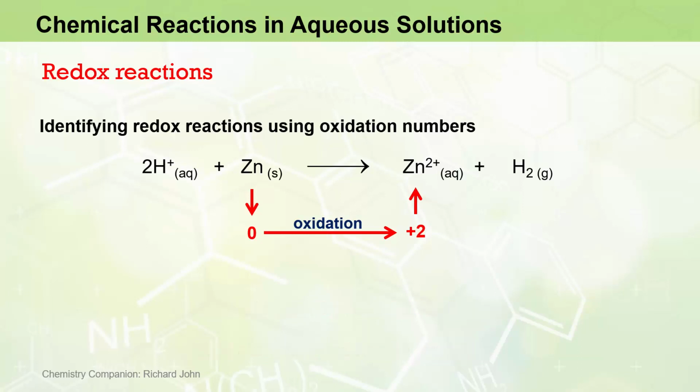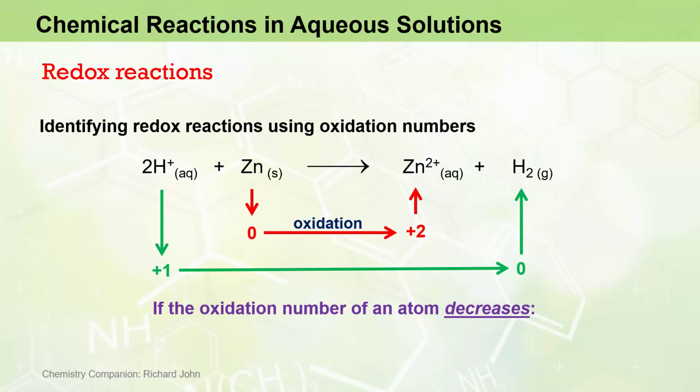Let's now focus on the hydrogen atoms on the left-hand side. They appear as monatomic H+ ions, and so Rule 2 applies, and we assign an oxidation number of +1 to these hydrogen ions. After the reaction, the hydrogen atoms appear as elemental hydrogen, and so we apply Rule 1 and assign an oxidation number of 0 to both hydrogen atoms. We now note the oxidation number of hydrogen has decreased from +1 to 0, going from left to right. If the oxidation number of an atom decreases in a chemical reaction, that atom has undergone reduction.